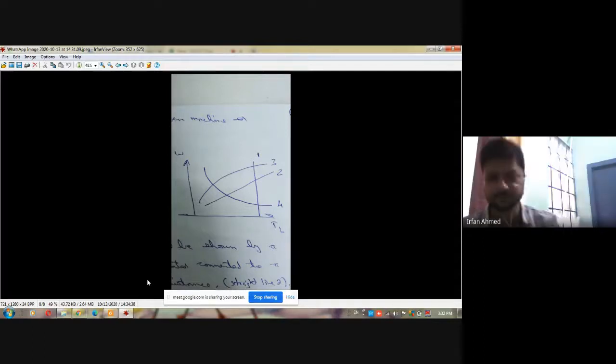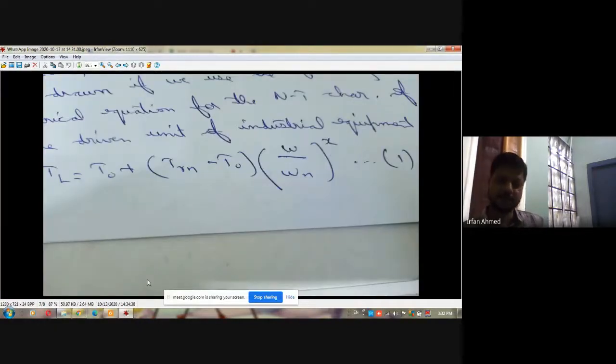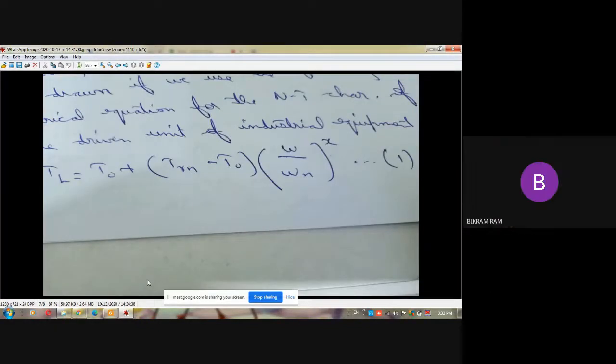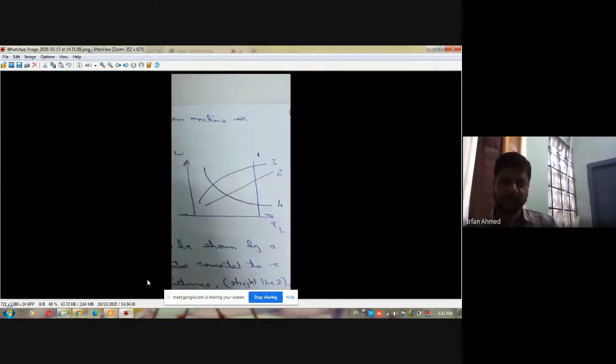Can I move forward? Okay. The third type of characteristic is the non-linear rising or parabolic characteristic, that is curve number 3. Again, what will be the value of x for this characteristic? It will be 2. So in this case, the load torque will be a function of the square of the speed.